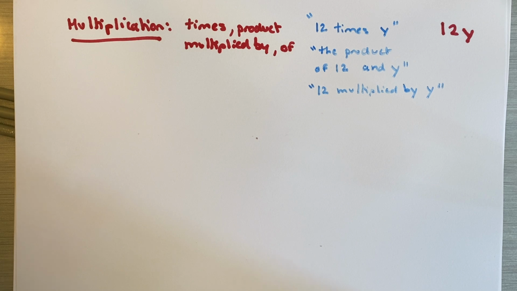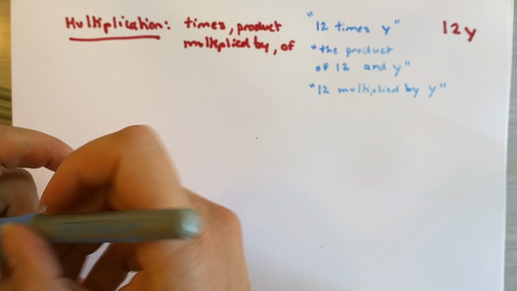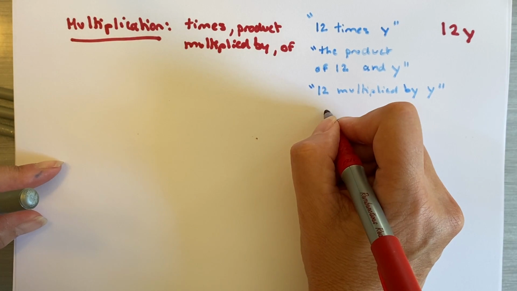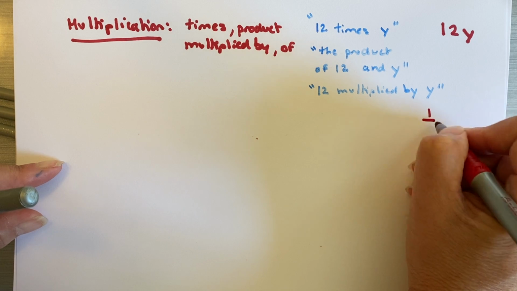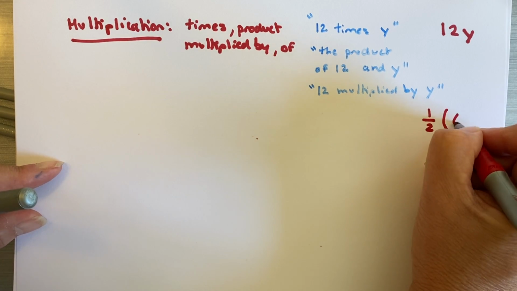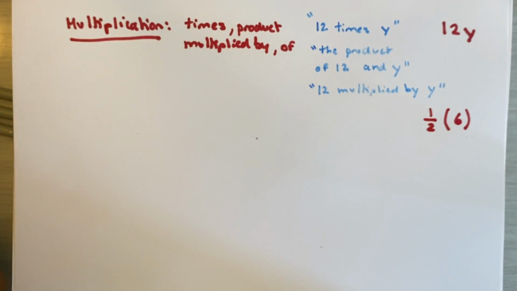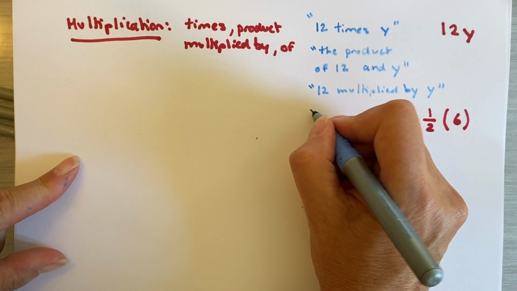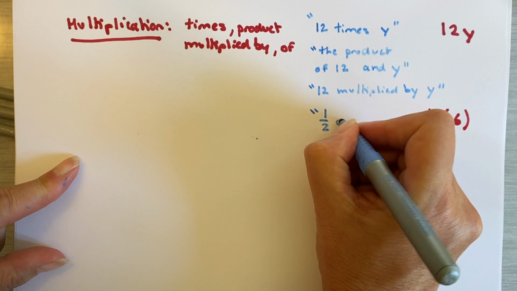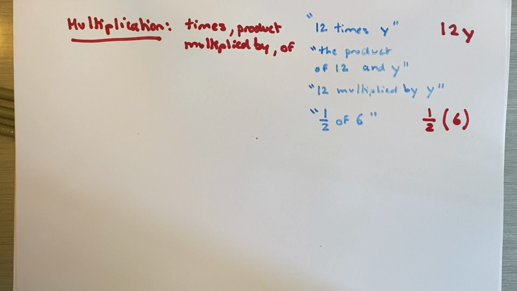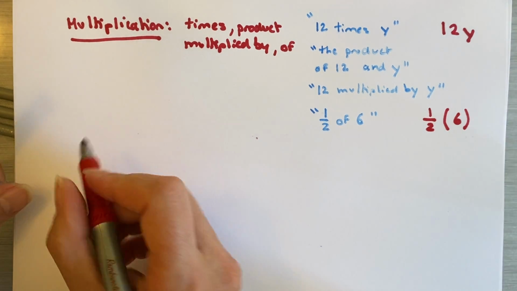And of, we will see with fractions and decimals. So of, if you see, of is where you see 1/2 times 6. This can be called, for example, 1/2 of 6. And last, let's look at division.